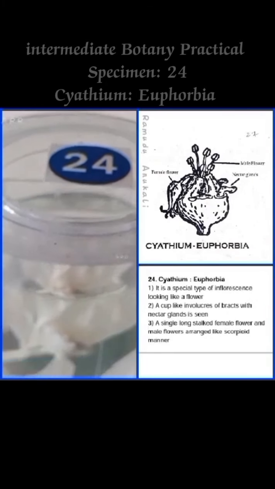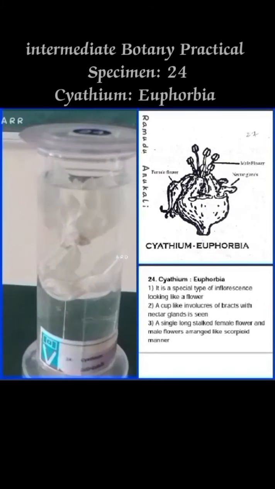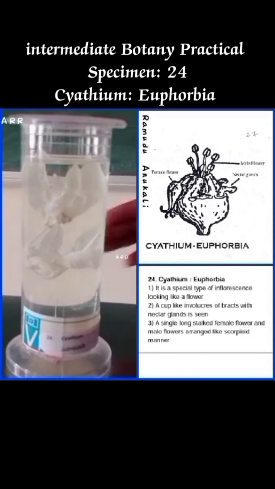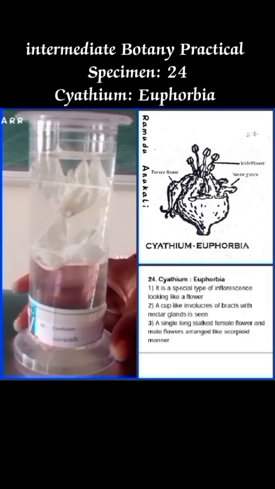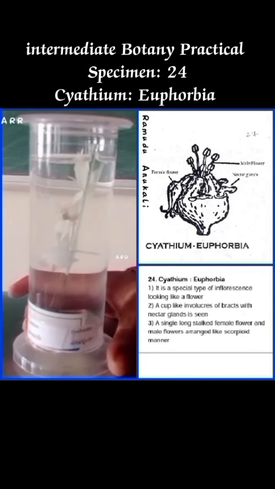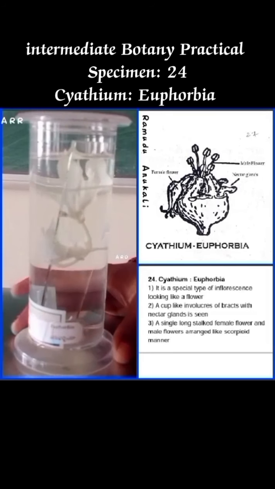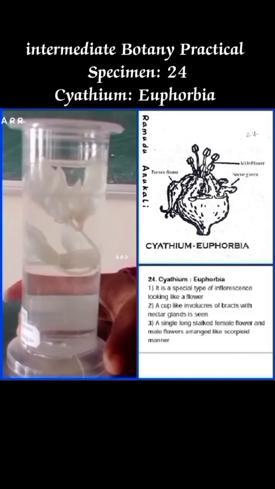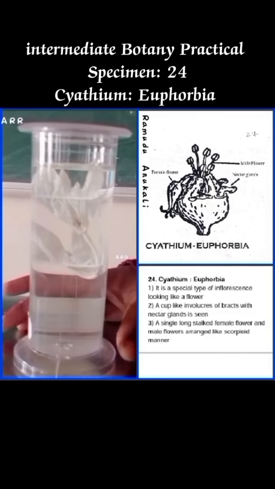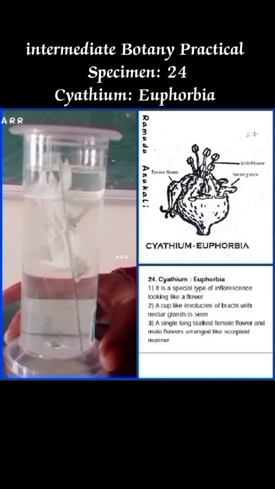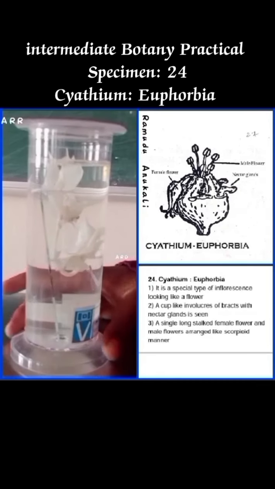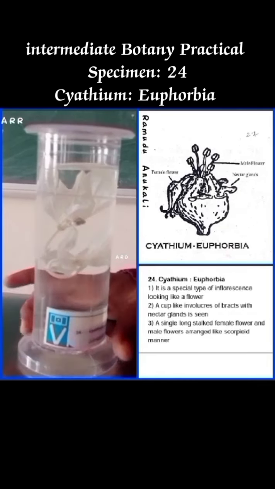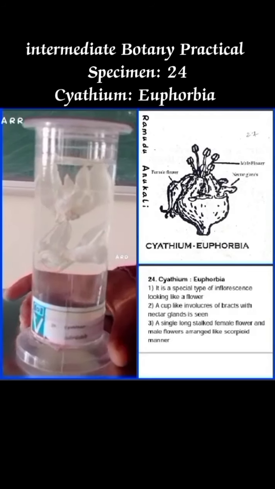Number 24. Specimen. Cyathium, Euphorbia. It is a special type of inflorescence looking like a flower. A cup-like involucre of bracts with nectar glands is seen. A single long-stalked female flower and male flowers are arranged in a scorpioid manner.